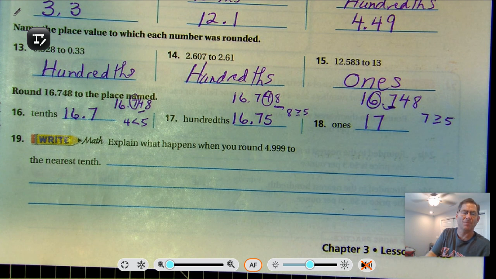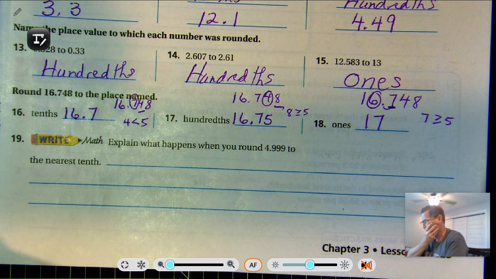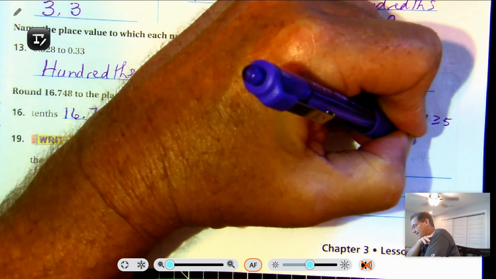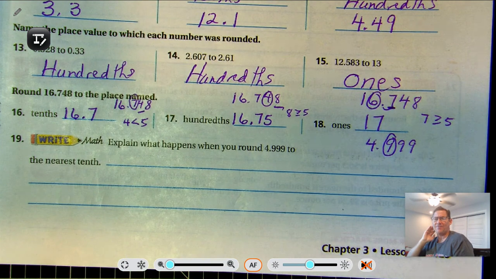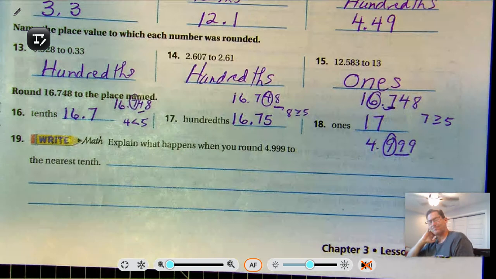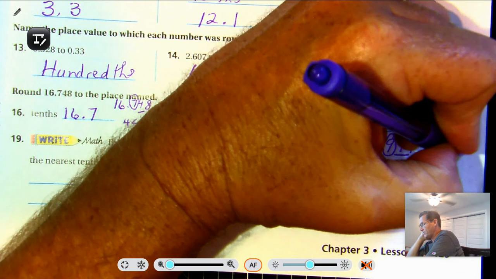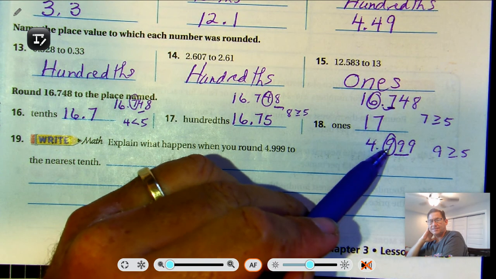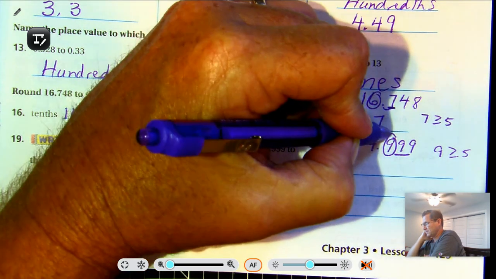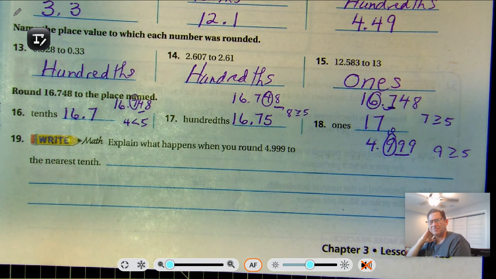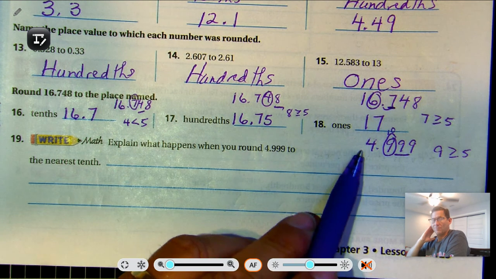All right, 19. What happens when you round 4 and 999 thousandths to the nearest tenth? Well, let's see. 4.999. And we're rounding to the nearest tenth. Look to the digit to the right. 9 is greater than or equal to 5. So we'd have to increase the digit circled by 1. 10. Well, we can't have a value of 10 in a one place value, right? The greatest number is 9 before we go to the next place value. So we have to add 1 to the 4.